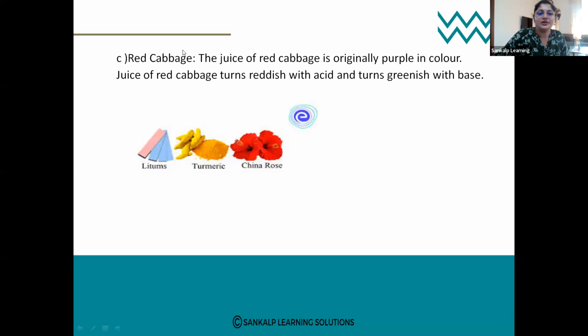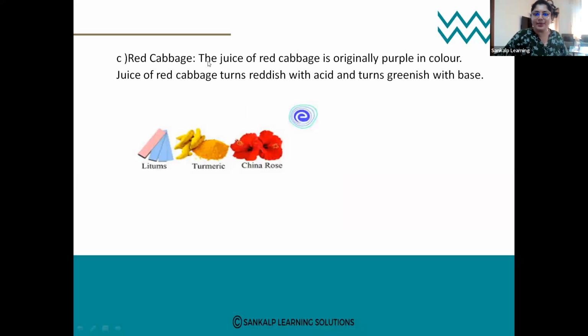Now here, you can see litmus paper, then the second is turmeric. Then red cabbage is here. You can see this is a red cabbage. It is purple in color. Yes, but they call it red cabbage. The name is red cabbage, but it is purple in color.